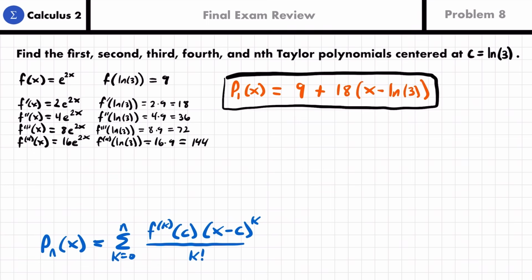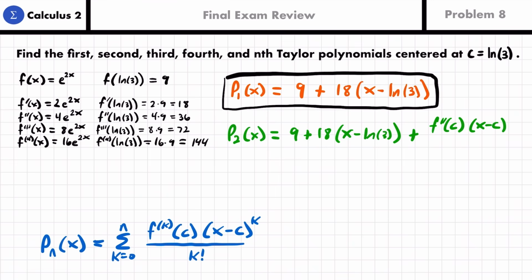Now let's find the second Taylor polynomial, which would be p2 of x. It will share the first two terms of the first Taylor polynomial, but then add on a third term where k is equal to 2. Okay, so we have 9 plus 18 times x minus the natural log of 3. And then we will add on the second derivative evaluated at c times x minus c squared divided by 2 factorial. Now 2 factorial is just 2, so I'm going to erase that factorial, and we'll just have 2.